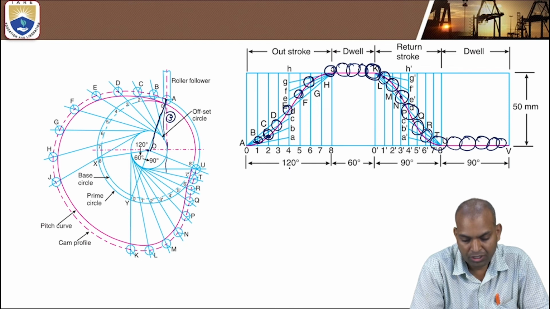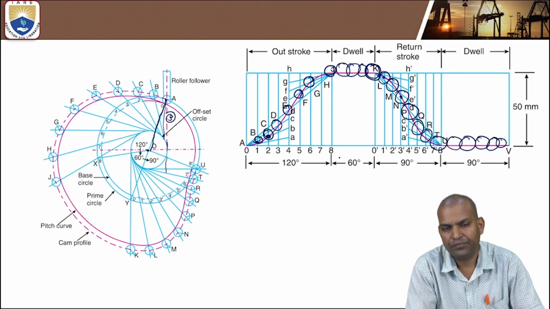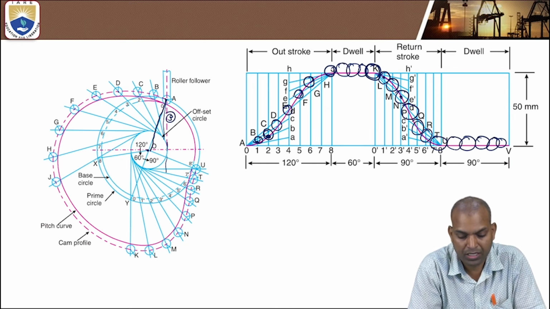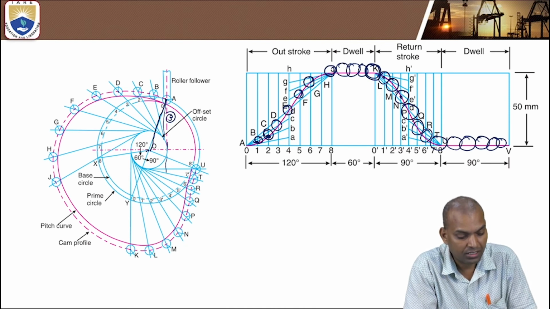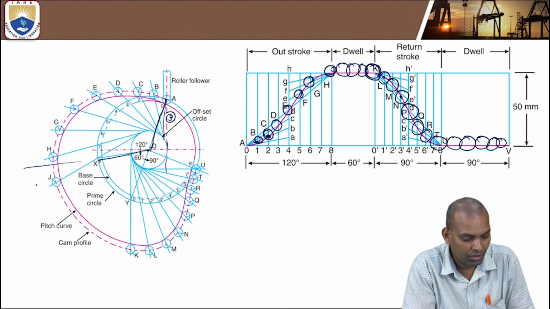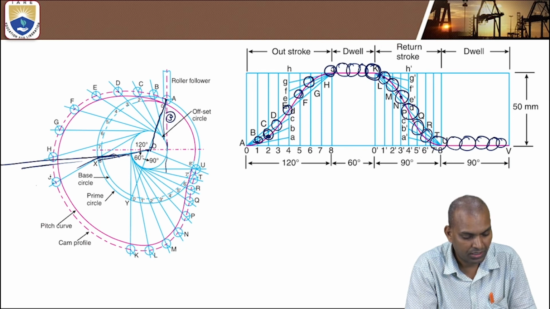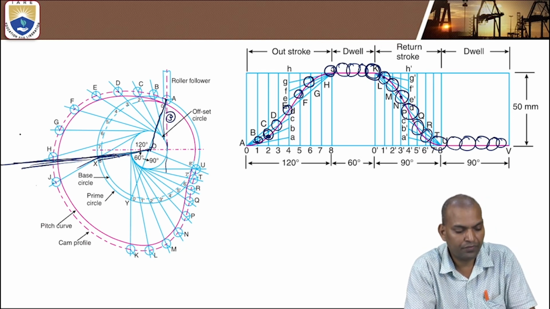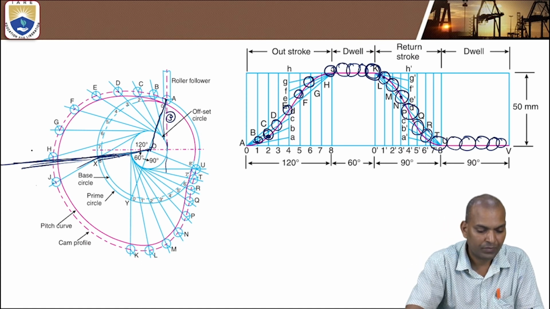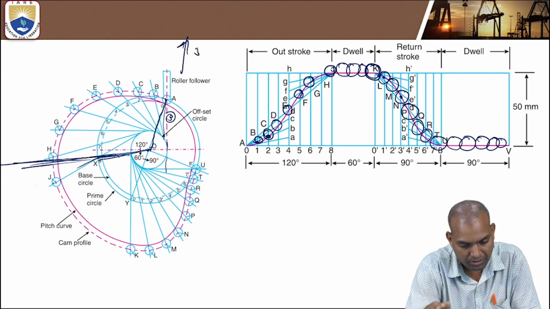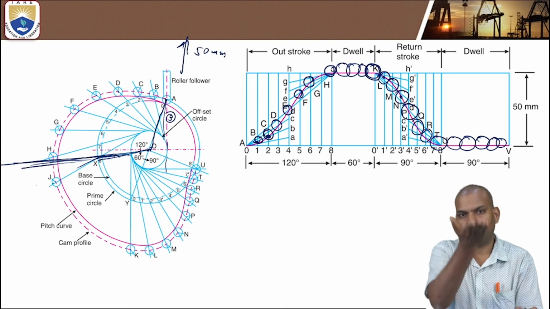For 120 degree rotation, the maximum lift of the follower takes place, that is 50 millimeters. You can see here, it is 120 degrees. This zone is 120 degrees. Yes, this is the portion. By drawing tangential lines, from here, this is 120 degrees of rotation. For this 120 degrees, the lift of the follower is 50 millimeters. When it rotates, the lift of the follower takes place. 50 millimeter maximum lift takes place.